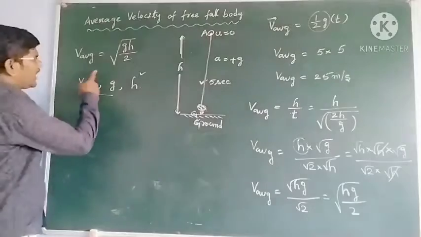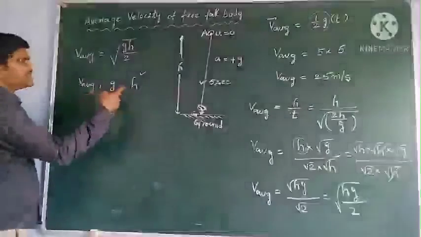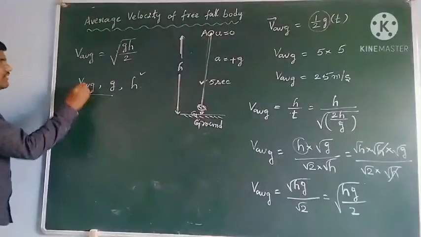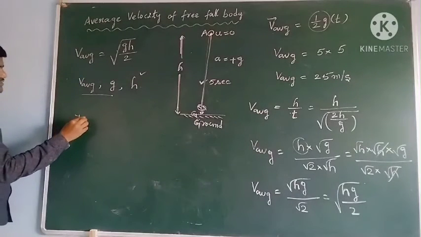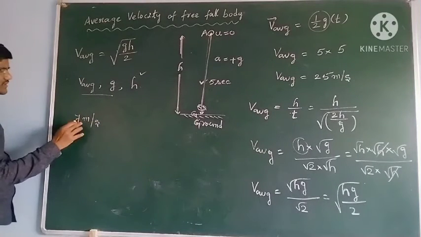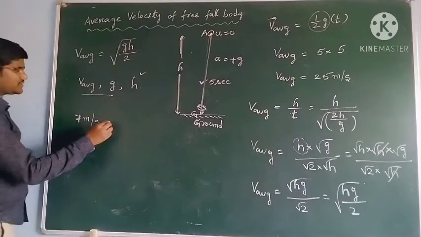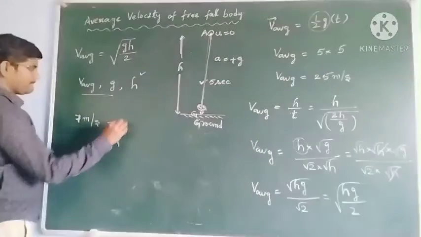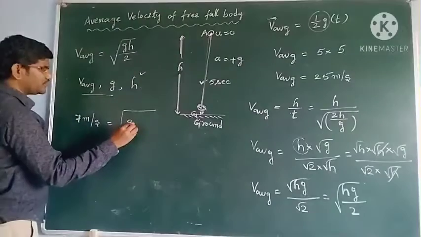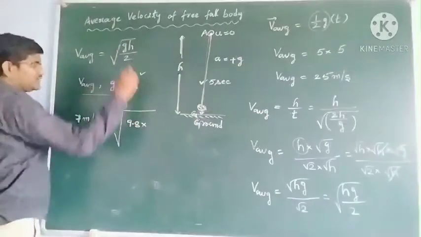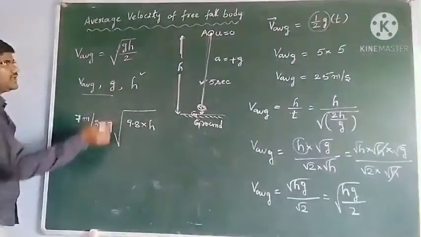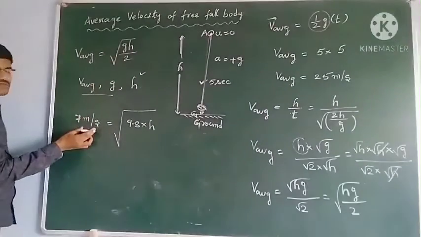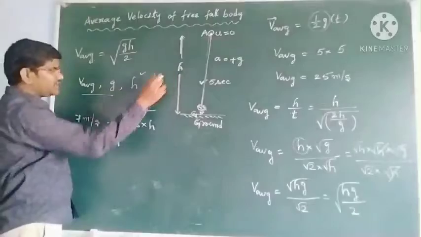Okay, so now we have here three things: V average, g and h. For example, the average velocity of a freely falling body I have given as 7 meters per second. So V average is 7 meters per second, and the g value you have 9.8, and the height I am asking. An object has fallen a certain height, but during the fall it gained an average velocity of 7 meters per second. So find the height I have asked.